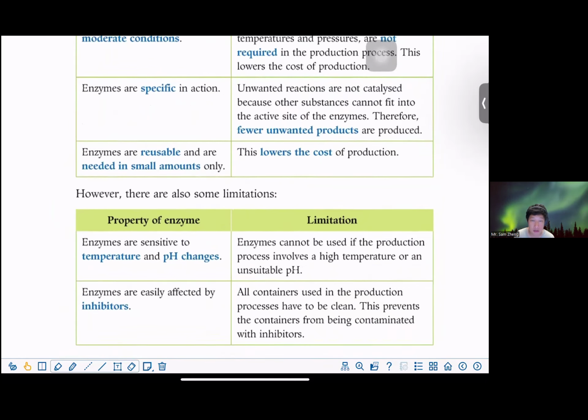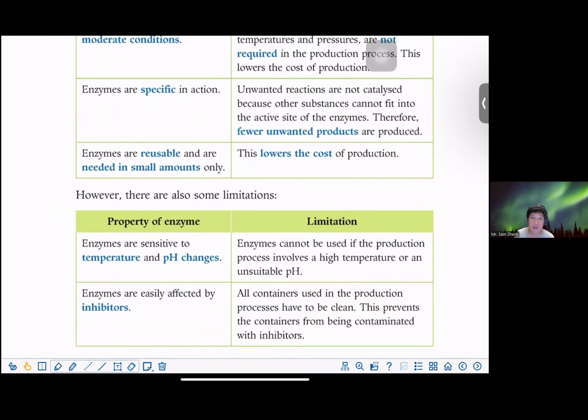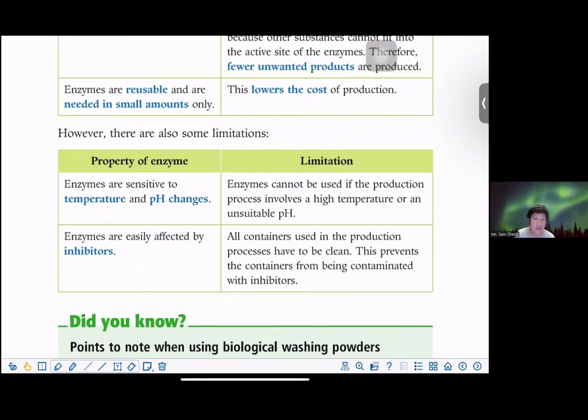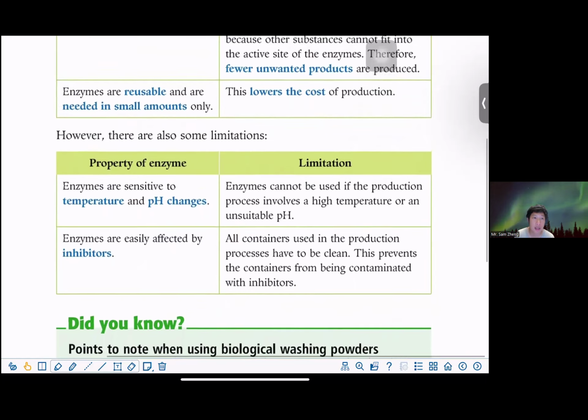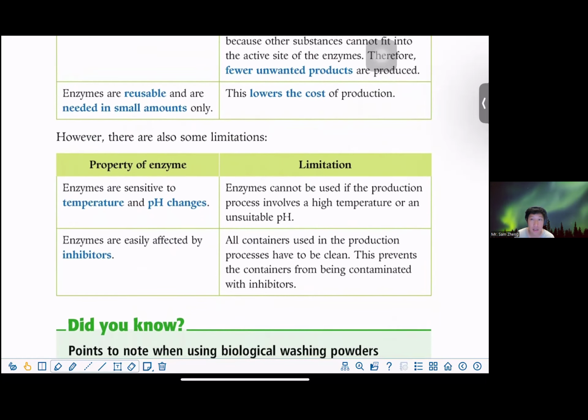Next, the enzymes are specific in action. So in this case, if there is some unwanted reaction, it will not be catalyzed, and those unwanted products will not be produced. So few of them will be produced. Next, the enzymes are reusable. So in this case, this will lower the cost of the production.